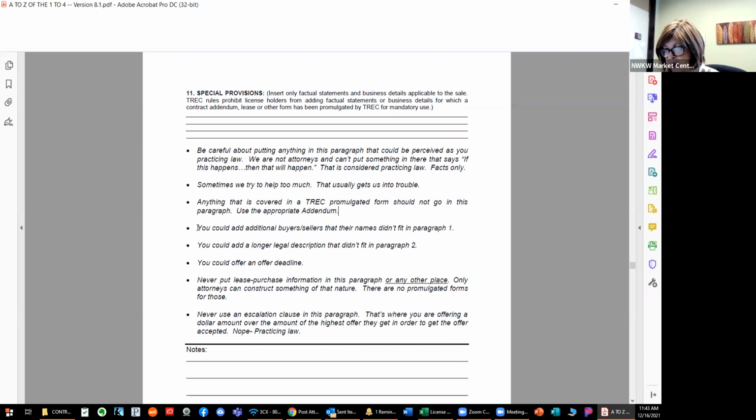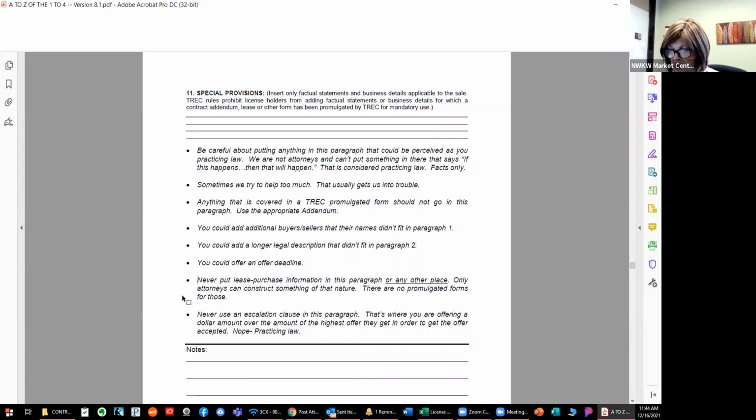You could put in there additional buyers and sellers if their names didn't fit on the first page. You could add a longer legal description that didn't fit in paragraph 2. You could offer an offer deadline, which hardly anybody's doing anymore because that's just saying, please, sir, sell me your home. Never put lease purchase information in this paragraph or any other place, because there are no promulgated forms for lease purchases. So only an attorney could help them with a lease purchase. And you just don't see that much anymore.